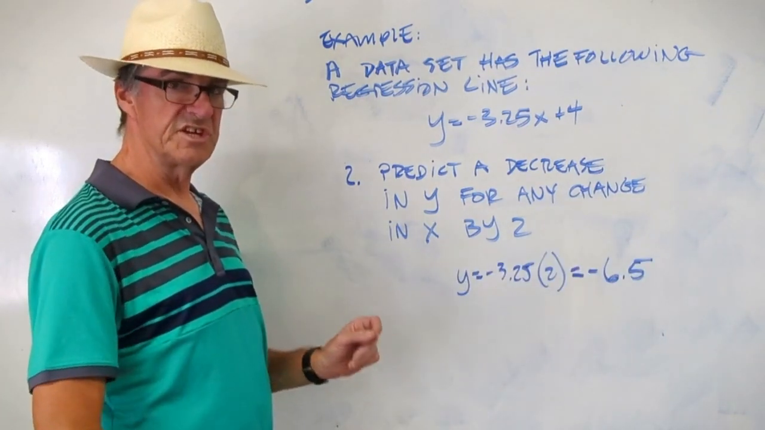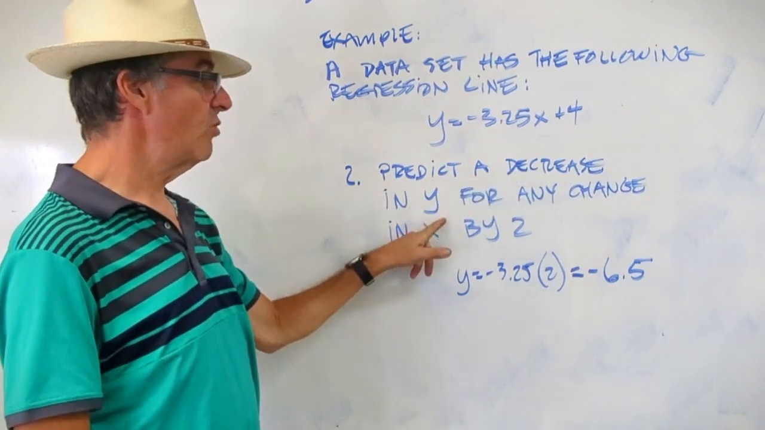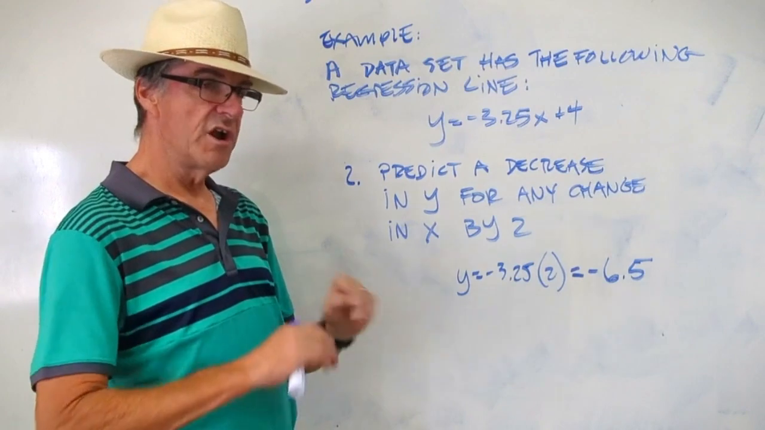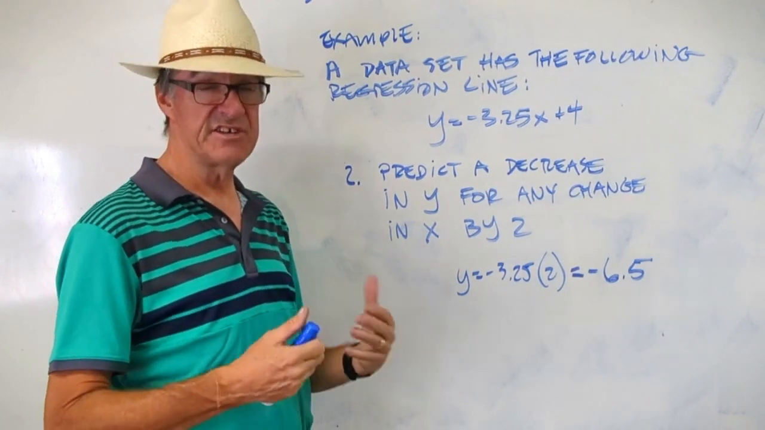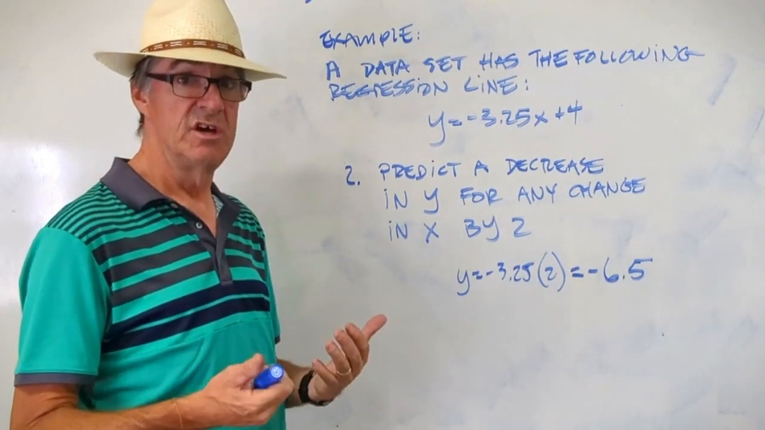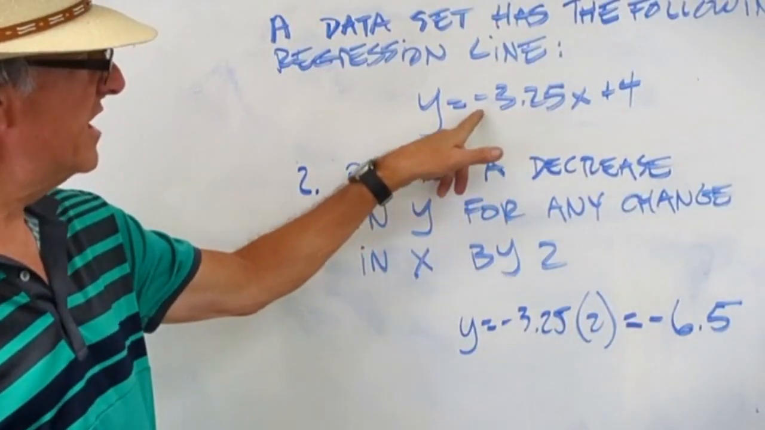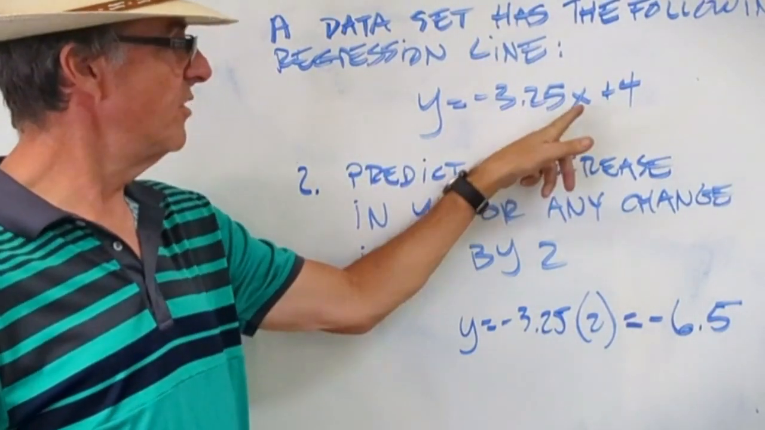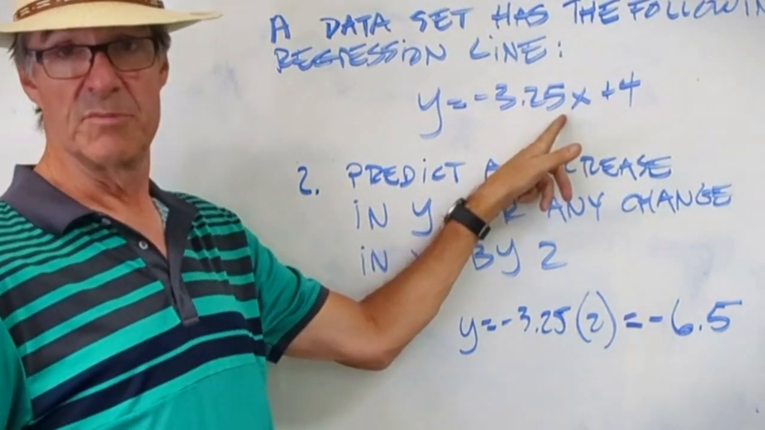All right, so this question is a little bit tricky. Predict a decrease in y for any change in x by 2. So we're not asking for the actual values of y, we're just asking for the amount of change. So that's really only about the slope. And remember, in our equation, here is the slope for our regression line, minus 3.25. So for every change in x by 1, y is going to change by minus 3.25.